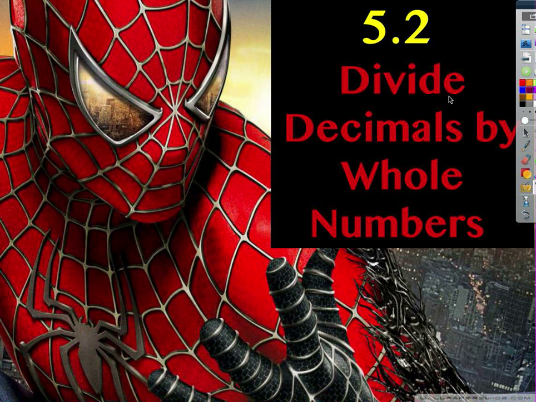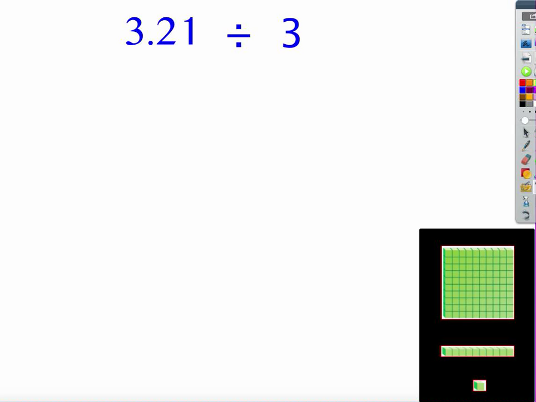You've already learned how to divide decimals using the math method, doing normal division. Today I'm going to teach you how to do this using a drawing method, so it's a way to visualize what's happening when you divide a decimal number by a whole number. So here I have 3 and 21 hundredths divided by 3.